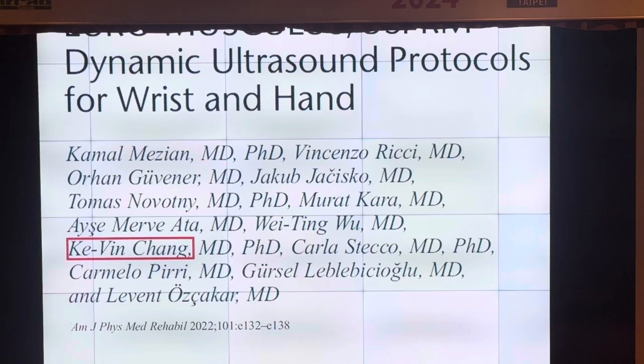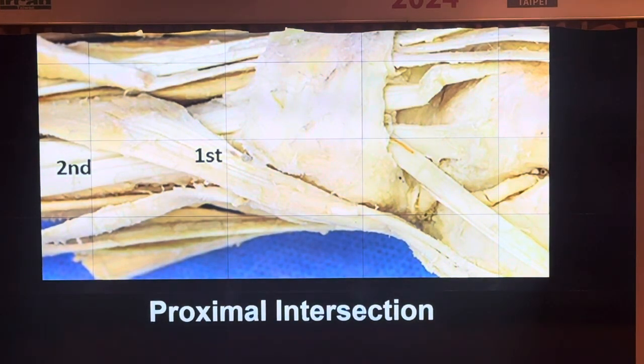We know the benefit of ultrasound is its capability of dynamic examination. In many cases, we use static ultrasound when we cannot find any abnormalities. But if we use dynamic ultrasound, maybe we can find something wrong. The most common pathology of the wrist area is de Quervain's. But there are some pathologies that mimic de Quervain's disease, for example, proximal intersection syndrome. So where is the proximal intersection?